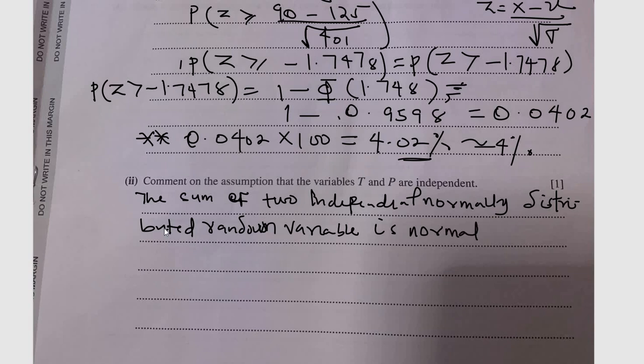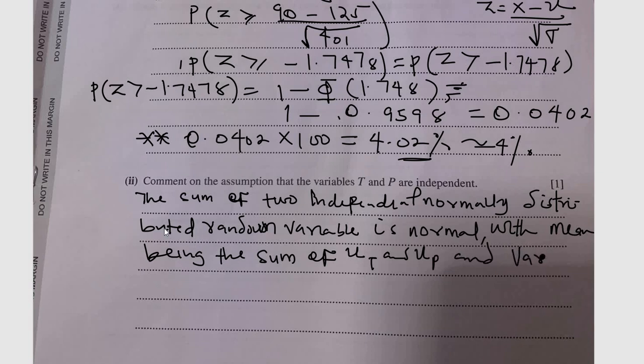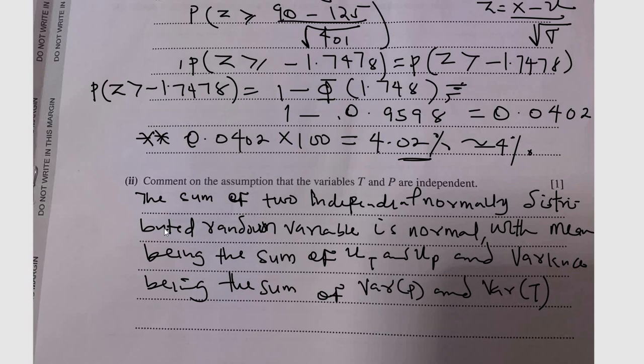That's the assumption that I made. It is normal with mean being the sum of the mean of T and the mean of P, and variance being the sum of the variance of P and the variance of T. That's the assumption.